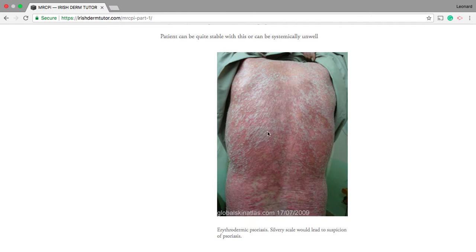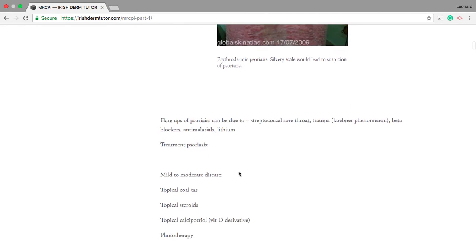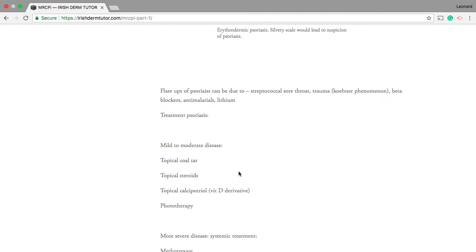In this image here, we can see the silvery scale that we see with psoriasis. So if you saw this patient, that type of scale would lead you to a suspicion that the cause of erythroderma is psoriasis. General flare-ups of psoriasis can be due to many things. As mentioned previously, it can be due to a streptococcal sore throat, it can be due to trauma, the Koebner phenomenon, and many medications as well can cause it. So things like beta blockers, antimalarials, and lithium.